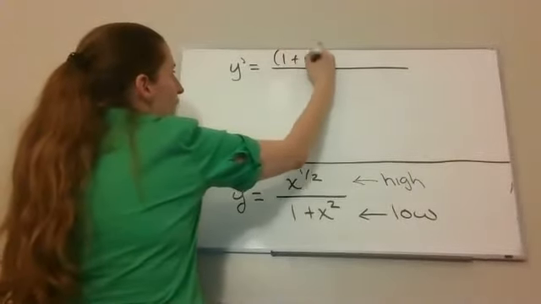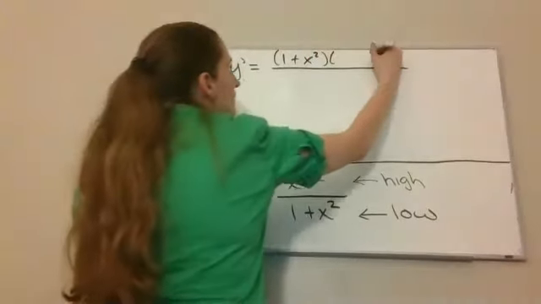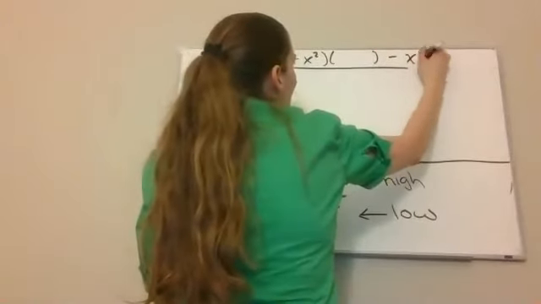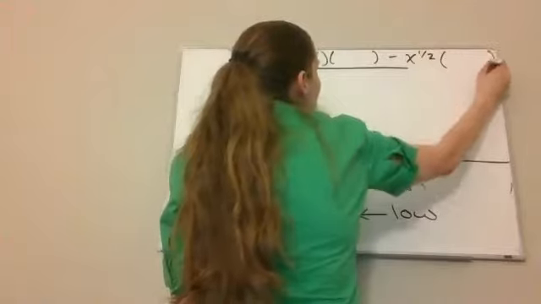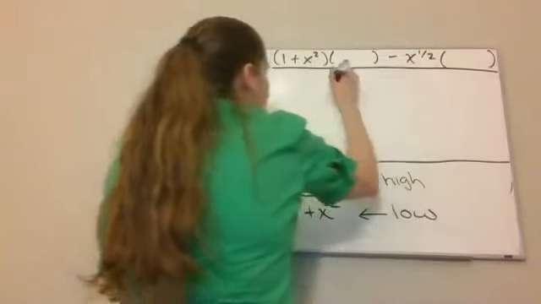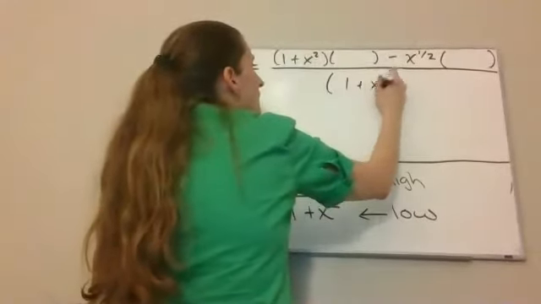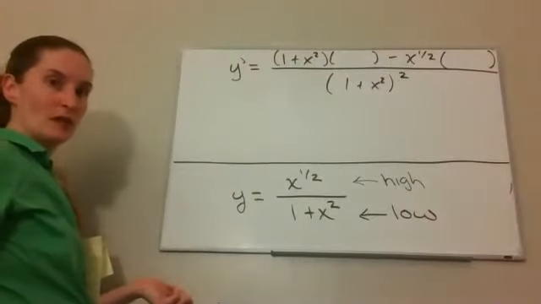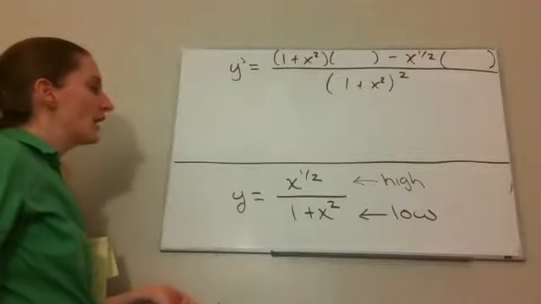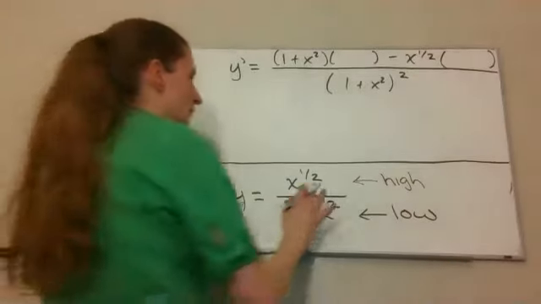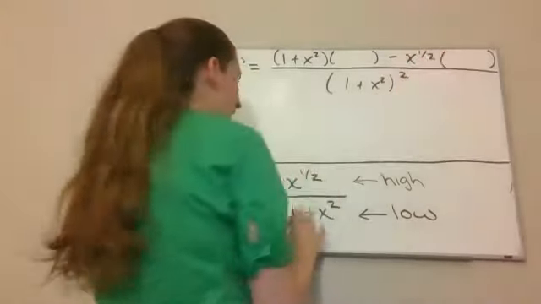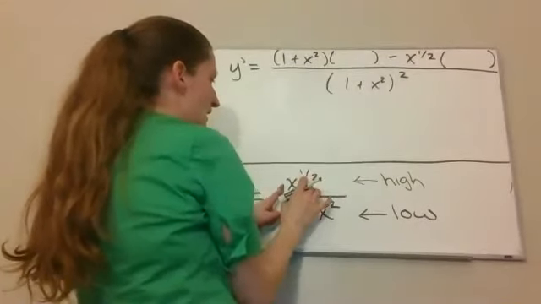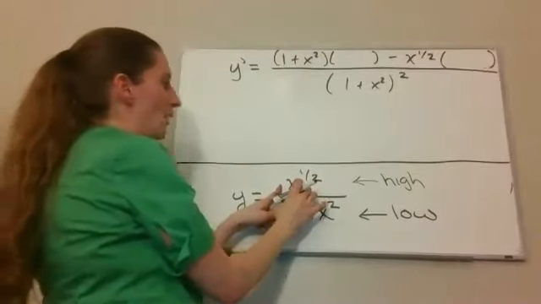So we have low d high minus high d low, square the bottom, and away we go. And now we just fill in the missing pieces. What is d low? Well, d low would go over in this spot here. Let's do d high first. Low d high. D high is the derivative of the top.